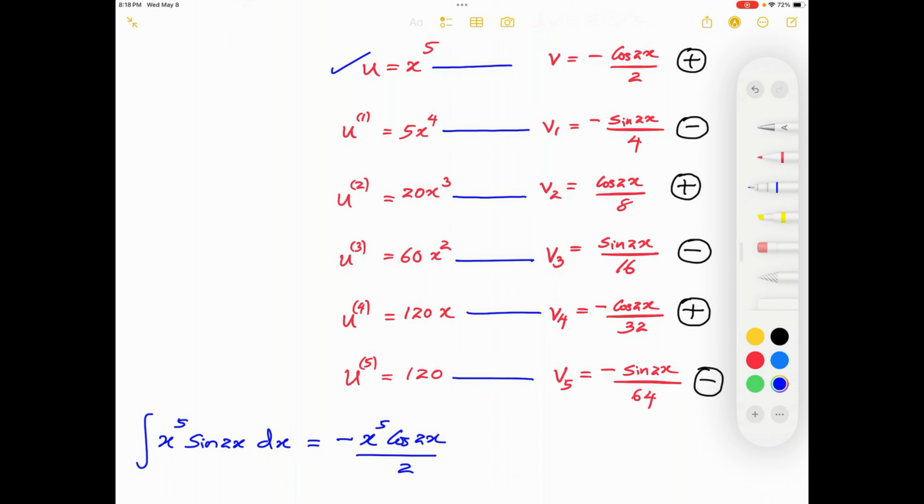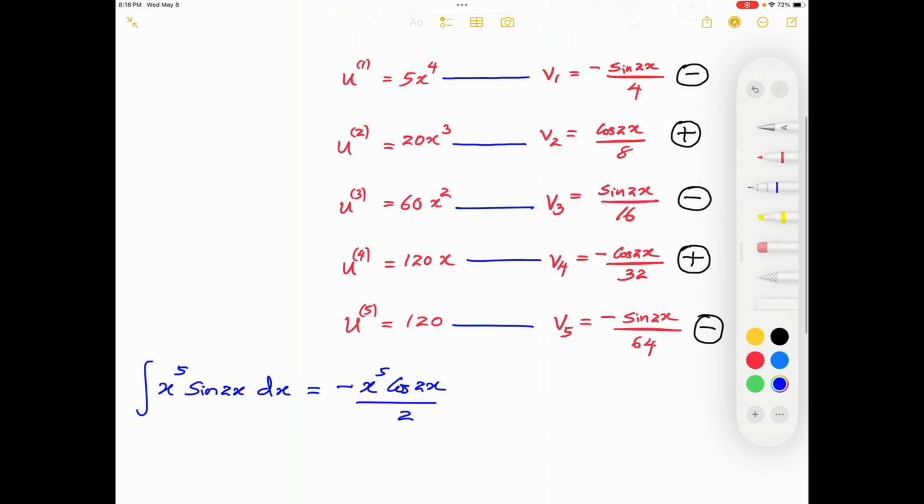We are done with that. Now we look at the second line. In the second line, we have to multiply 5x to the fourth and negative sine 2x over 4, and we have to distribute a negative symbol. When we do that, it will become a positive term. Therefore, let me write it as a positive term: 5x to the fourth power times sine 2x divided by 4. We are done with that second product as well.